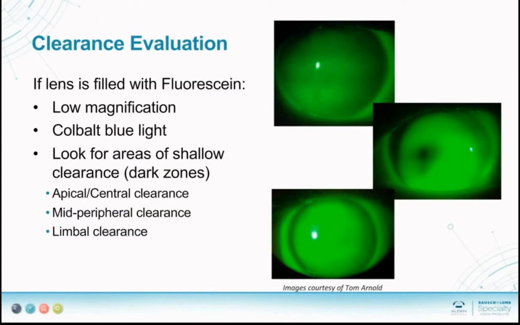To get an overview of the clearance, you can evaluate the lens with low magnification and cobalt blue light. Here you are looking for apical clearance and limbal clearance. If there are any darker areas, suspect contact and evaluate further with an optic section. Using a Wratten filter can improve your evaluation of the fluorescein pattern.